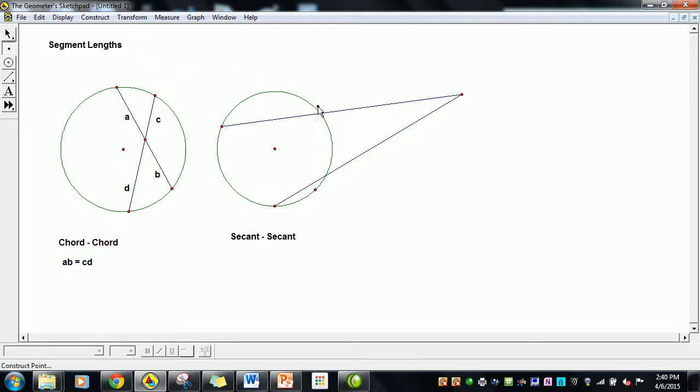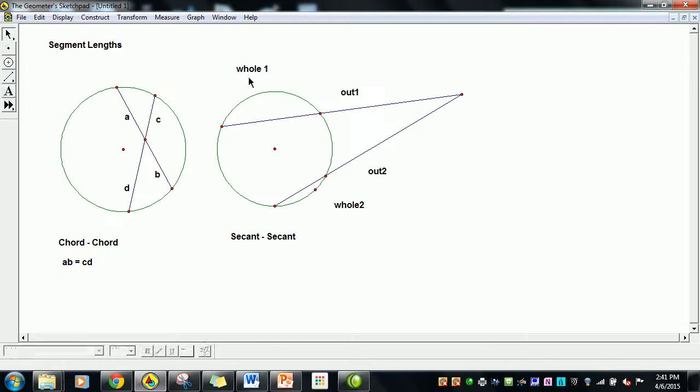And so when that does happen, I'm going to put a point right here and a point right here. And note that each particular secant has the whole length, and then the outside piece. So I'm going to call that piece the outside of the first secant, outside of the second secant. Then of course there's the whole length of the whole secant, and then this secant has a whole length as well.